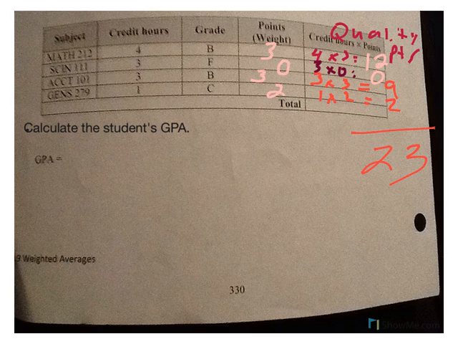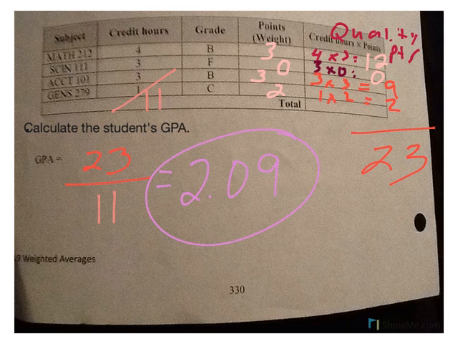So that's not your GPA, that's just your points. That's the numerator. You have to divide by your total credit hours. 4 plus 3 plus 3 plus 1 is 11. So quality points divided by credit hours gives you your GPA, which in this case is 2.09. You know that a 2 is equivalent to a C, so a GPA of 2.09 means you're averaging just above a C. That F in Science 111 really hurt your GPA in this example.